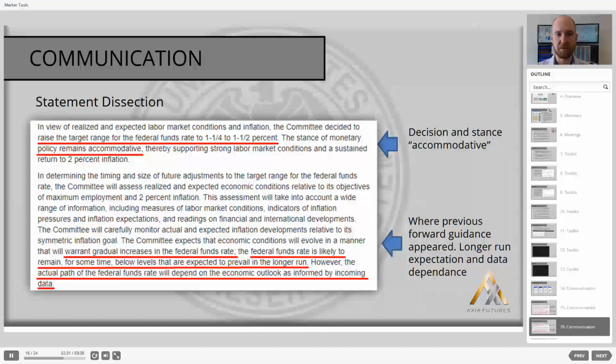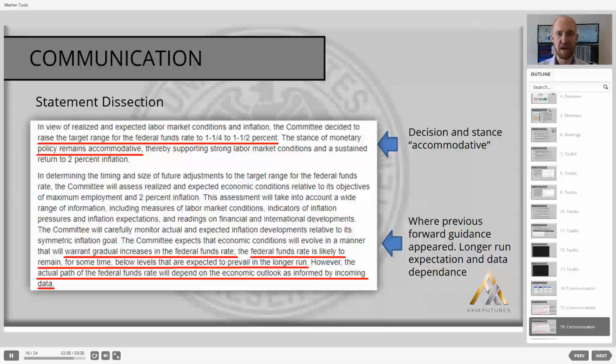they reference that the Fed funds rate is likely to remain for some time below levels that are expected to prevail in the longer run. So again, this is one changeable part, but if they change this, you're likely to have already seen that accommodative changed anyway, but do watch out for their reference to levels in the longer term. And finally, they reiterate their data dependence. So any movement will depend on economic data and the economic outlook. So that's how they will come to any further decisions.